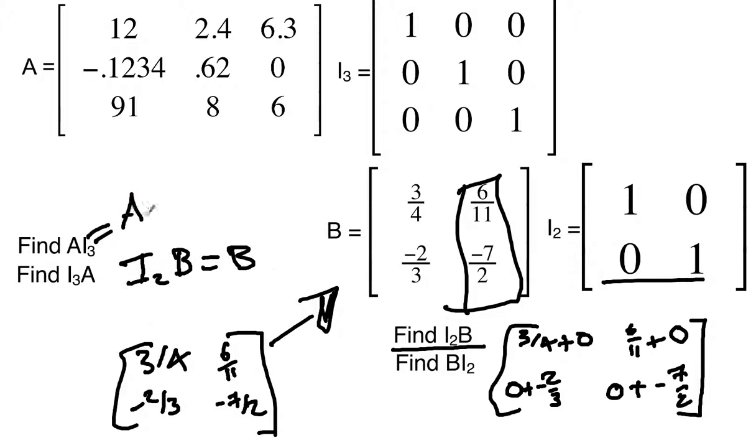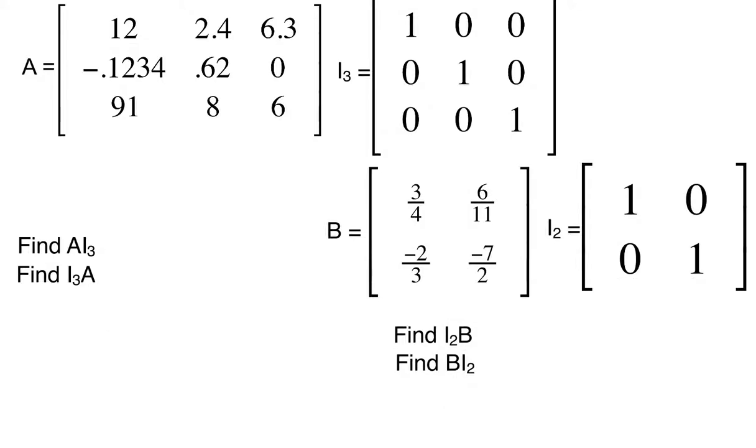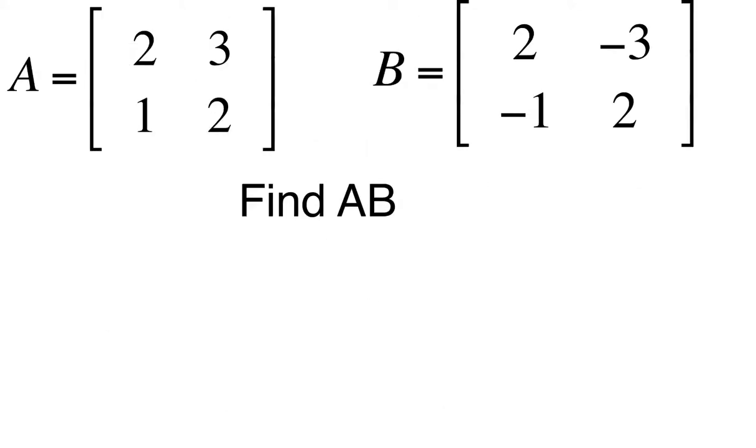Whenever you multiply something by it, you get the same thing. So here, I'm going to get A, and here, I'm going to get A, and here, I'm going to get B. With the identity, it doesn't matter which order you do it in. You're still going to get the other matrix, whatever you multiply it by. That's very useful for a lot of things.